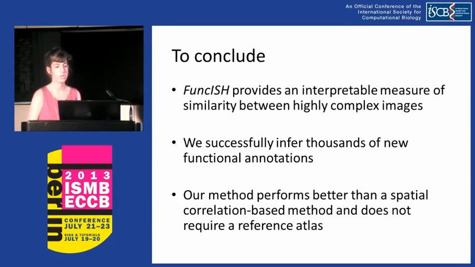Okay, so to conclude, FuncISH provides an interpretable measure of similarity between highly complex images, and we're able to successfully infer thousands of new gene annotations. Our method performs better than a spatial correlation-based method, and also we don't need any type of reference atlas, so this is an advantage many times.